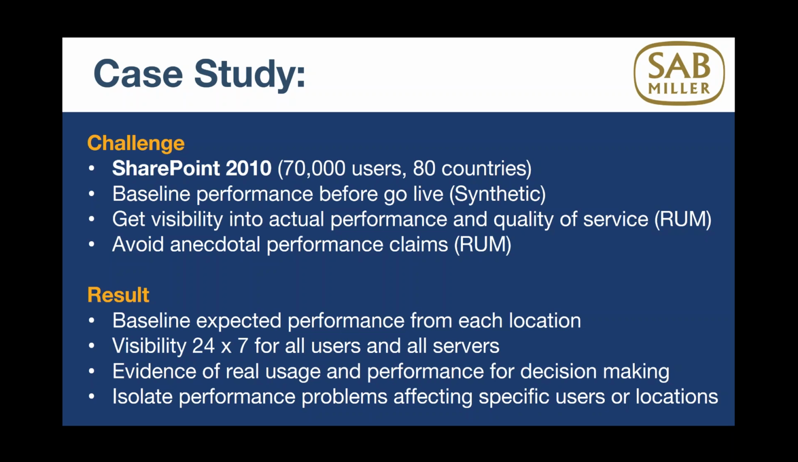SAB Miller now have visibility 24/7 for all users and all servers using a combination of real user monitoring and the synthetic monitoring. SAB Miller have real usage and performance evidence for decision making, including the engagement levels of their employees. And SAB Miller now have the ability to isolate performance problems affecting specific users or locations. They've really always had the ability to do this, but the use of WebTuna has made the task much simpler, quicker and more efficient.